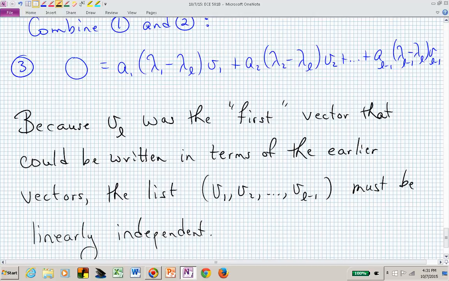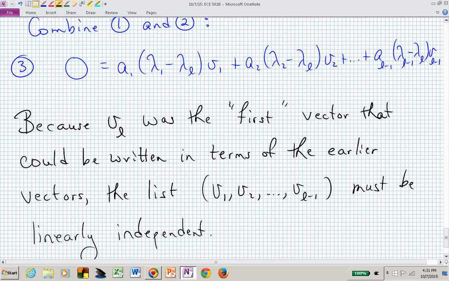Now we have a linear combination of linearly independent vectors equaling 0. What do you know about vectors if they're linearly independent and you try to combine those with scalars? What do you know about those scalars? All the coefficients have to be 0, right? So now we need a1 times (lambda 1 minus lambda sub l) to be 0, and a sub 2 times (lambda sub 2 minus lambda sub l) equaling 0.